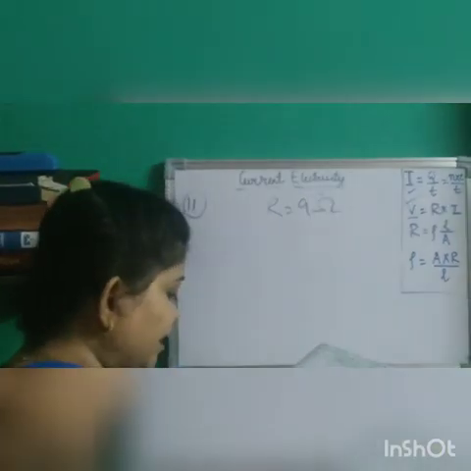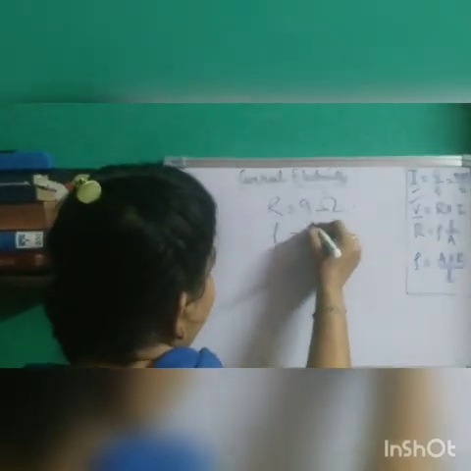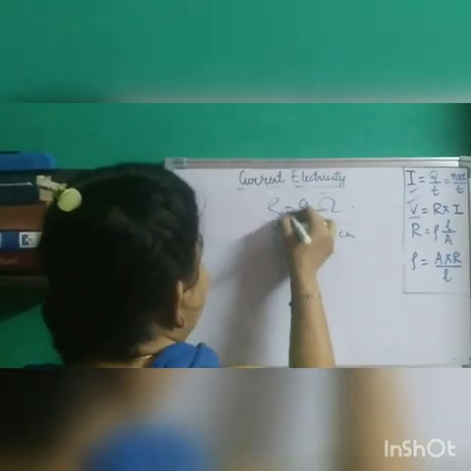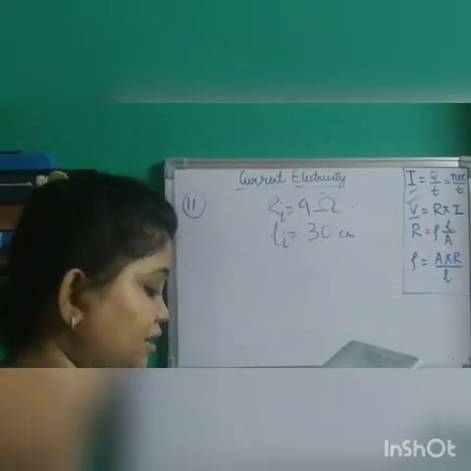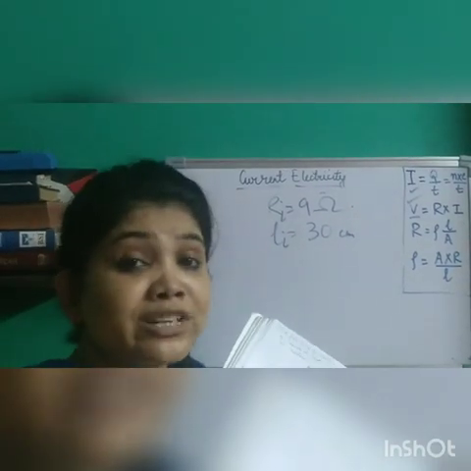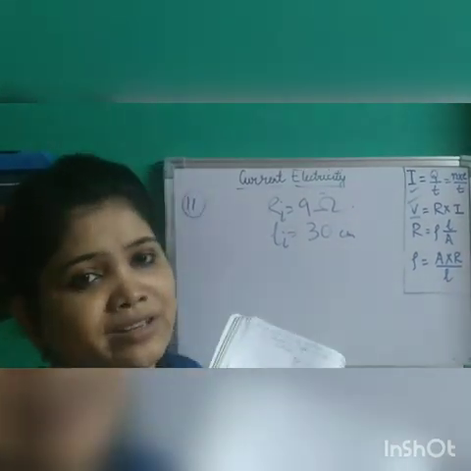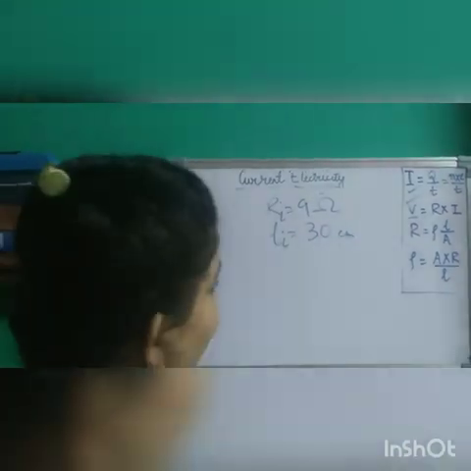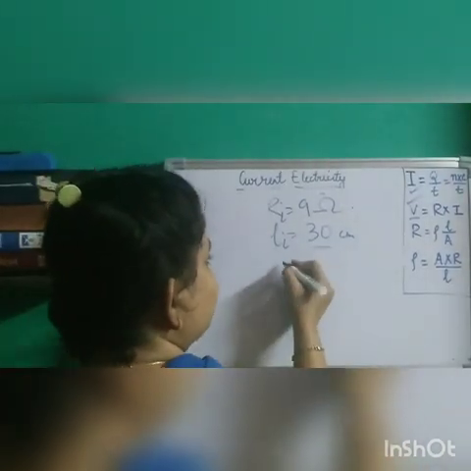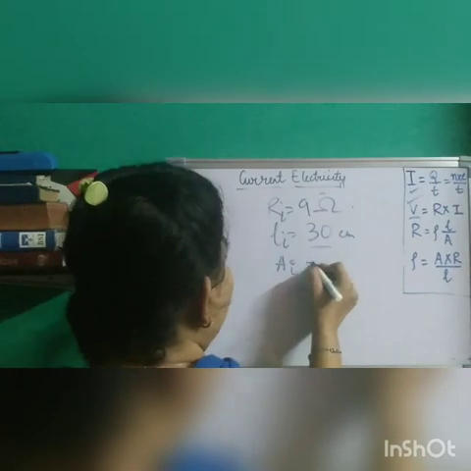Having length 30 centimeter. L is given as 30 centimeter, or Li is given as 30 centimeter. It is tripled on itself. Tripled on itself doesn't mean that length is increased. Here the area is increased. So Li is 30 centimeter. Let us take the area as A.